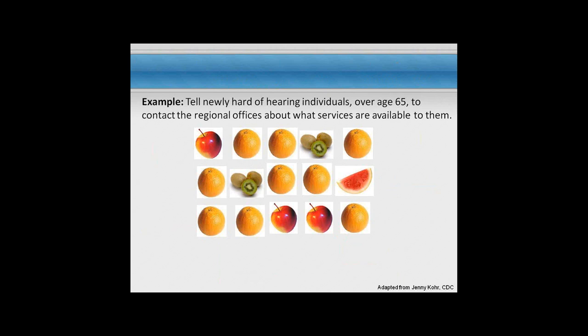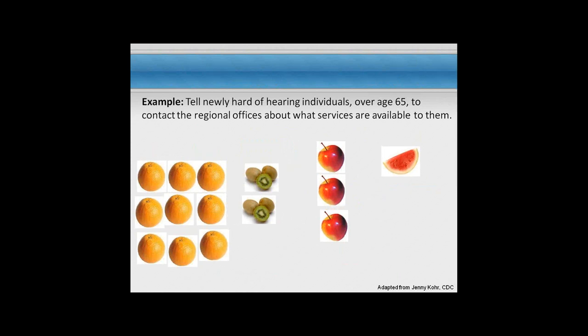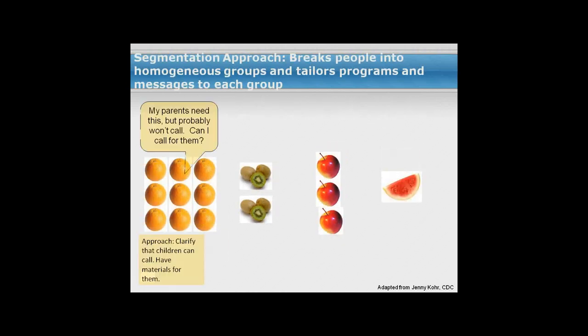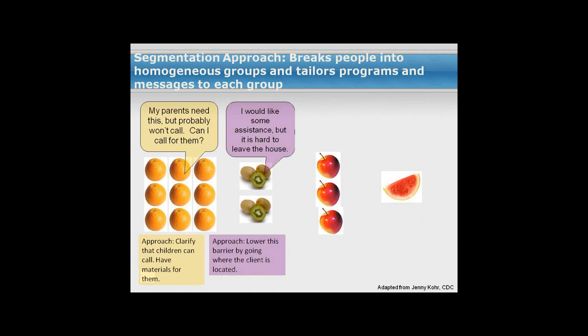So this is a prime example of the problem with comparing apples to oranges. So we want to split that. We want to say that one particular group, the one who has my parents need this but probably won't call, can I call for them? How do we reach them? Can we clarify and have a message that's specific to those adult children, and clarifying that, yes, you can call, and we specifically are prepared to help you when you do.